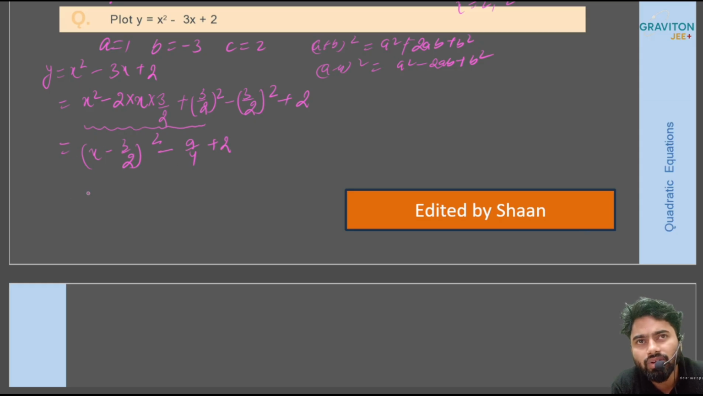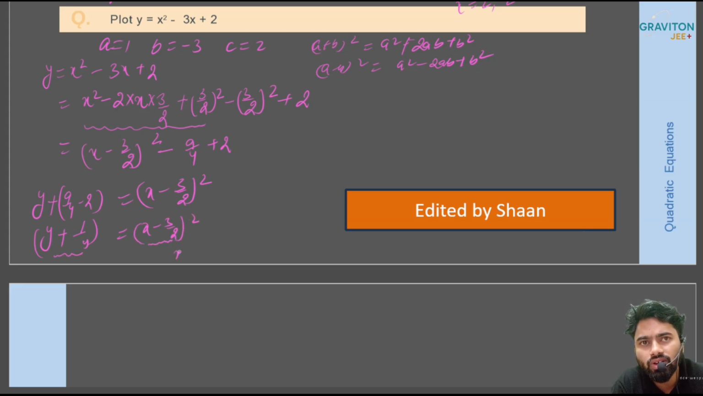So take this entire term on the right side. You will get 9 plus 9 by 4 minus 2 equal to x minus 3 by 2 whole square. So here you will get y plus 9 by 4, and x minus 3 by 2 square. After putting this term equal to 0 and this term equal to 0, you will get x equal to 3 by 2 and y equal to minus 1 by 4. So your vertex of the parabola is lying at x equal to 3 by 2, y equal to minus 1 by 4.